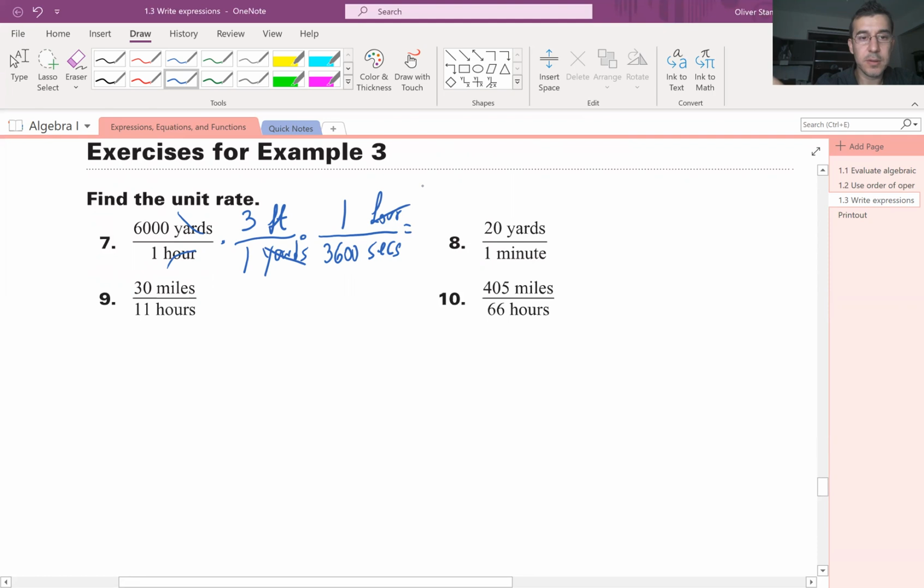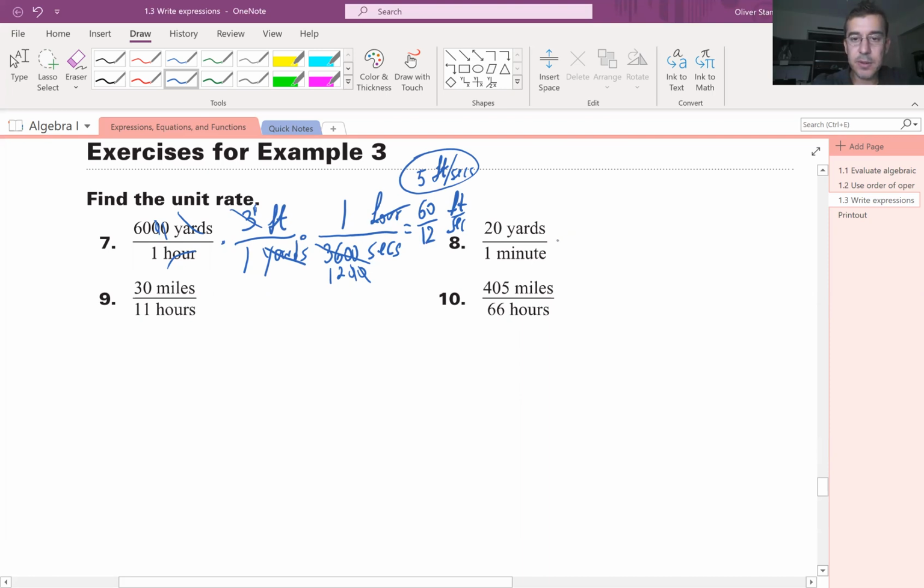Feet over seconds. And then here we can cancel out 3 and 3,600 by 3. So we get 1 here, and here we get 1,200. Then these 2 zeros can cancel out with these 2 zeros. So we're going to get 60 here. 60 times 1 is 60, so we get 60 over 1 times 12, which is 12. 60 over 12 is 5. So the answer is 5 feet over seconds. That's number 7.